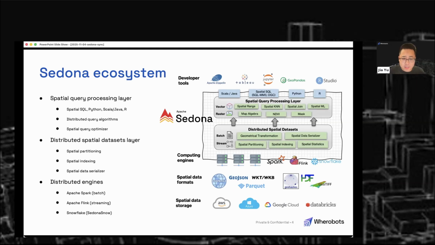After that, Sedona has the distributed spatial dataset layer. This layer is equipped with a number of technologies that use optimized data structures for fast query processing. First, it has spatial data partitioning, spatial data indexing, and the spatial data serializer. And finally, Sedona can run on top of a number of distributed query engines. It can run on top of Spark for batch processing, on top of Flink for stream data processing, as well as Snowflake. By far, our support for Spark is the most comprehensive one.